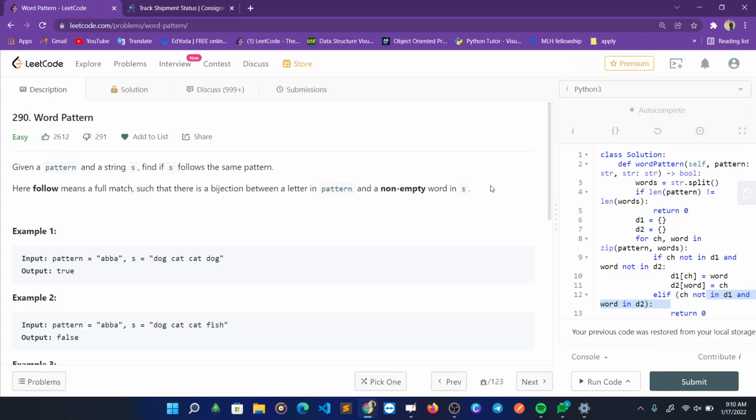Hello everyone, we are here with a problem which is Word Pattern. This is an easy problem on LeetCode and I also feel it is an easy problem. But yeah, we have to analyze something.